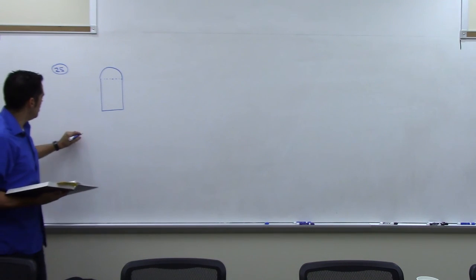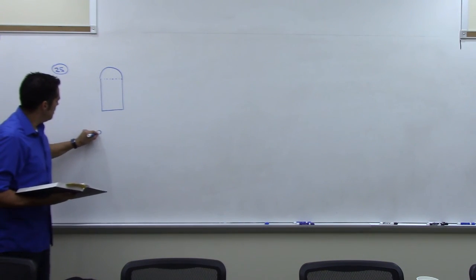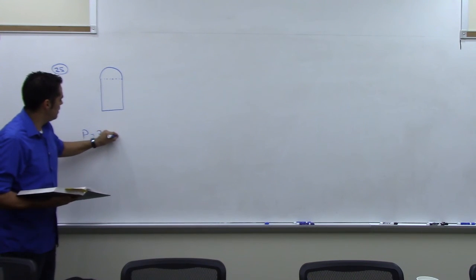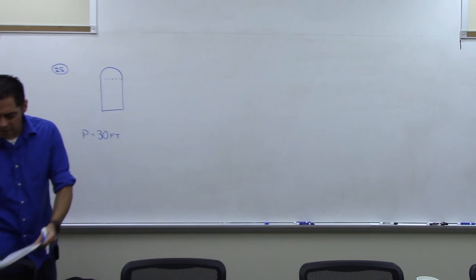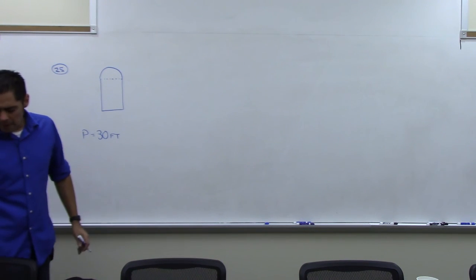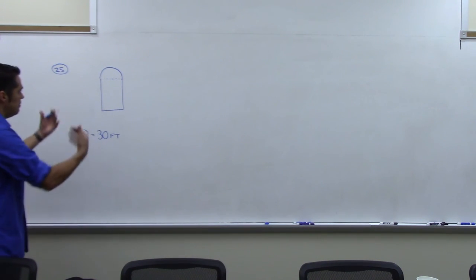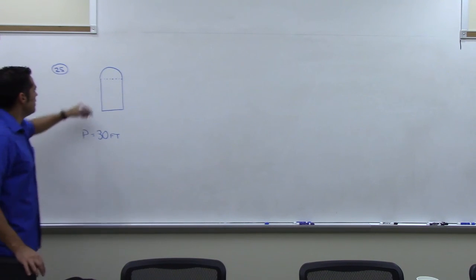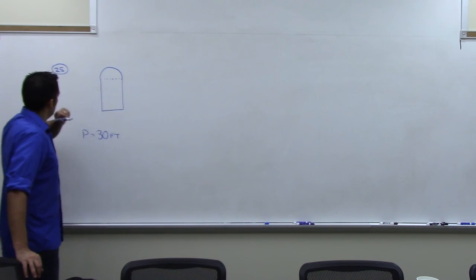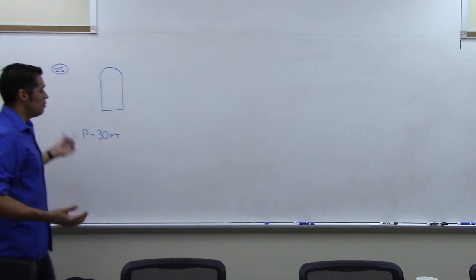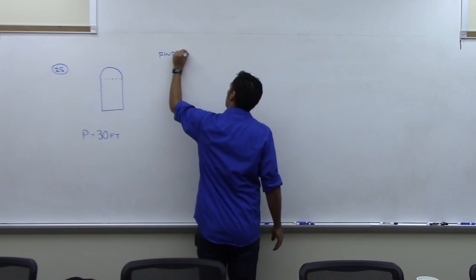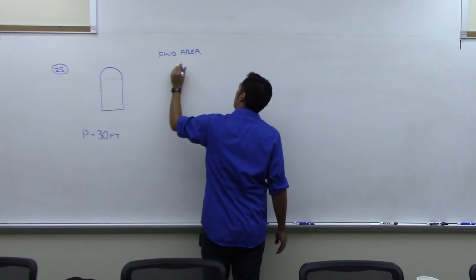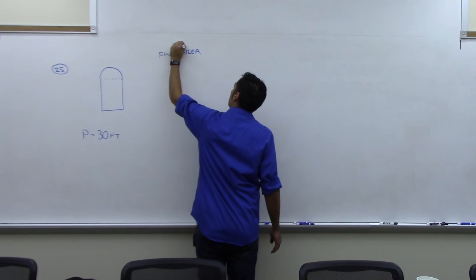If the perimeter of this window is 30 feet, it says find the dimensions of the window so that the greatest possible amount of light can be admitted through the window. So I've got to make this window so it has 30 feet around it, but I want the most light coming through it, so I want to find the maximum area. The more area, the more light comes through. Find max area.